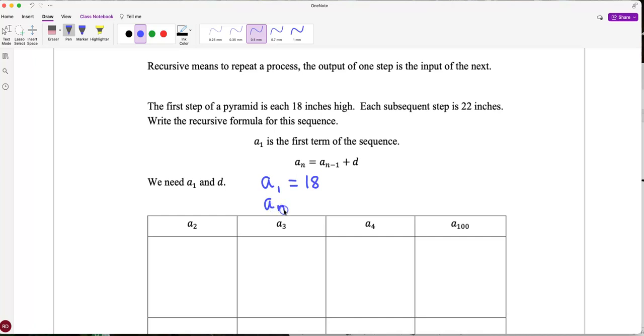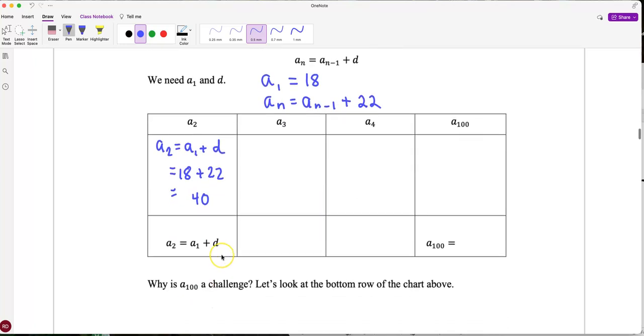That means that the nth number is going to be the one right in front of it, plus, now we know after that first step, every other step is what? 22. So there we go. So how would I find A2? So A2 is going to be A1 plus D. So A1 is 18. The common difference is 22. So when you add those together, you get 40. So this tells me that A2 is 40.